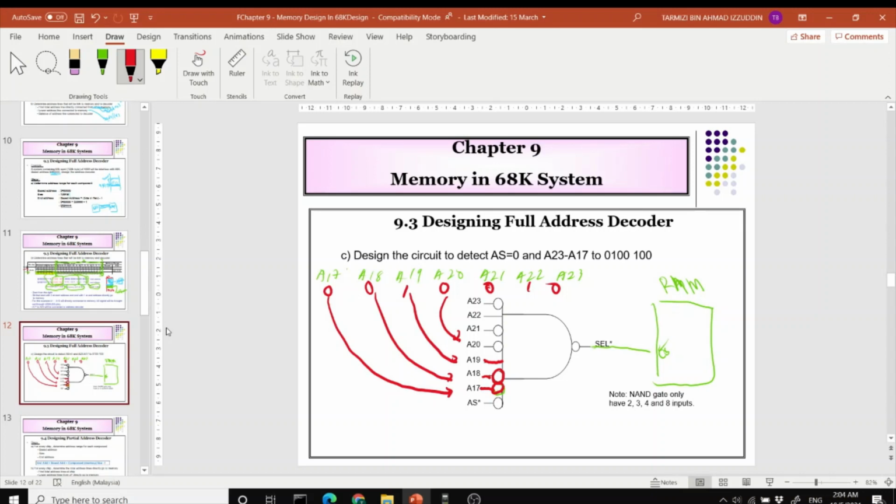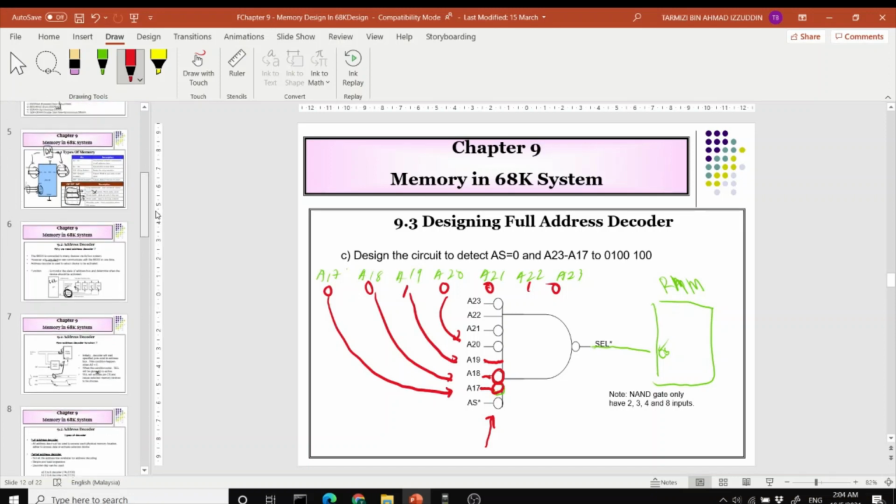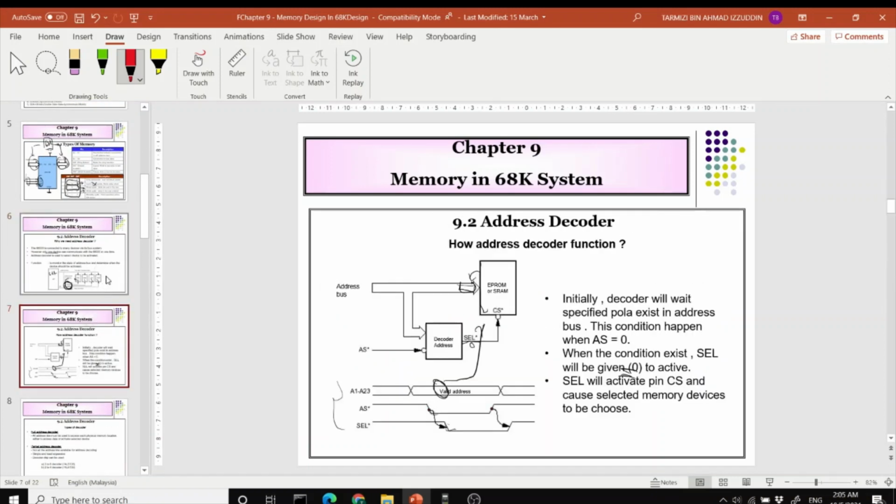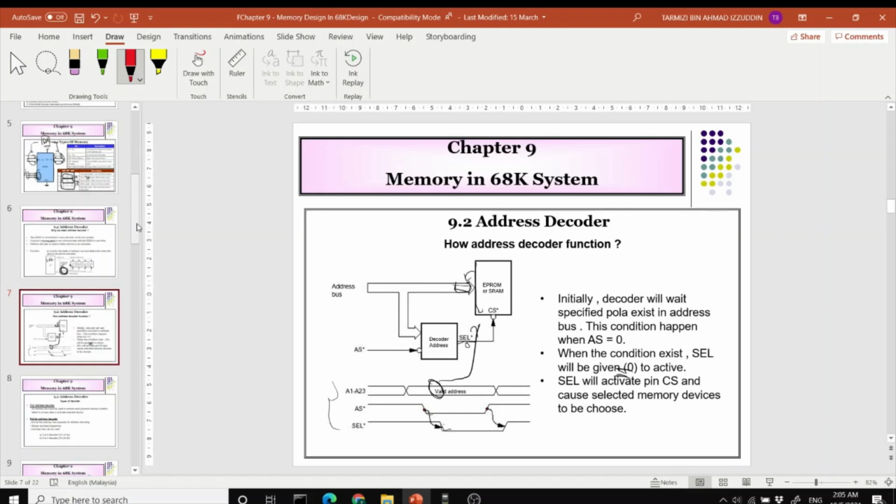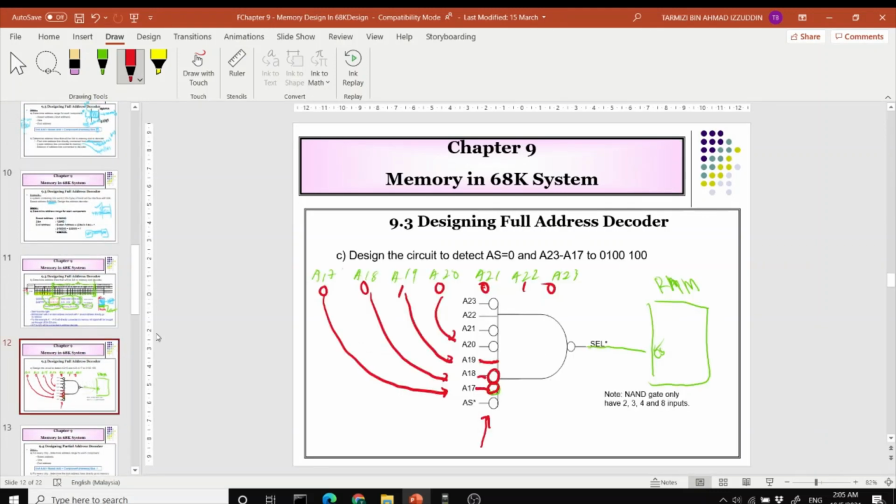One last thing that I need to highlight is this AS pin over here. The AS pin over here is always like this. AS stands for address strobe, if I'm not mistaken. So AS needs to be 0 in order for select to be 0. So that's why the input to AS here is 0.